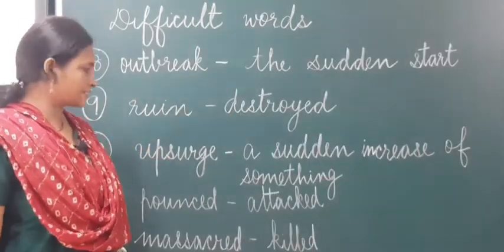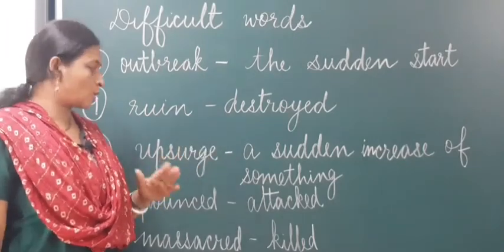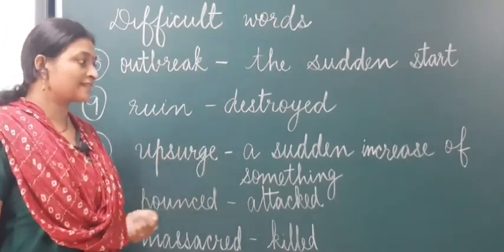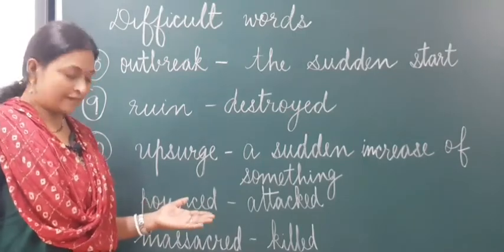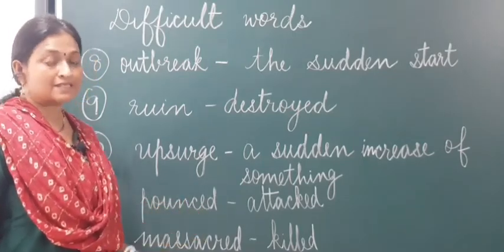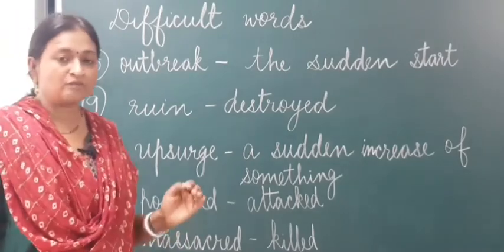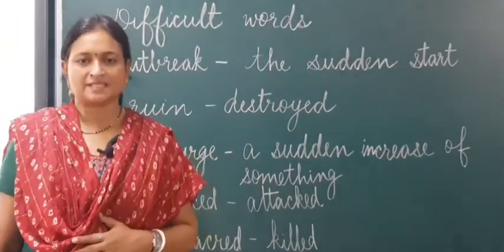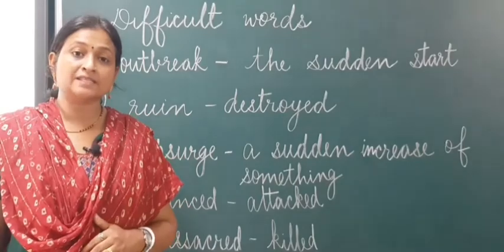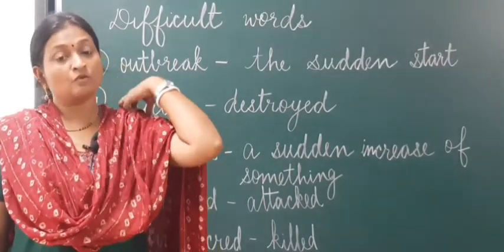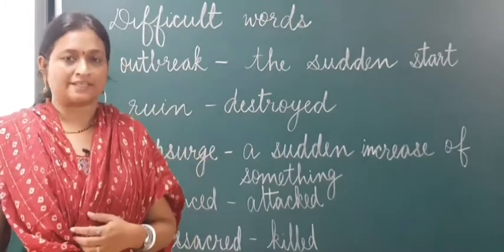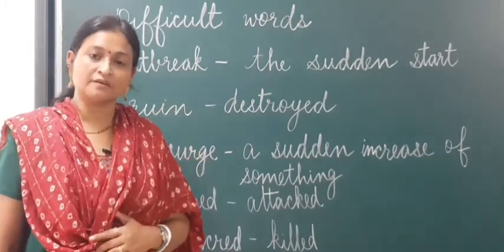Outbreak, the sudden start. Ruin is destroyed. Upsurge means a sudden increase of something. Pounced means attacked. Massacred means killed. Children, I have given you these meanings for your understanding. Don't memorize it for the exam and all. We will be giving only those meanings which is there in the textbook. This is just for your reference.